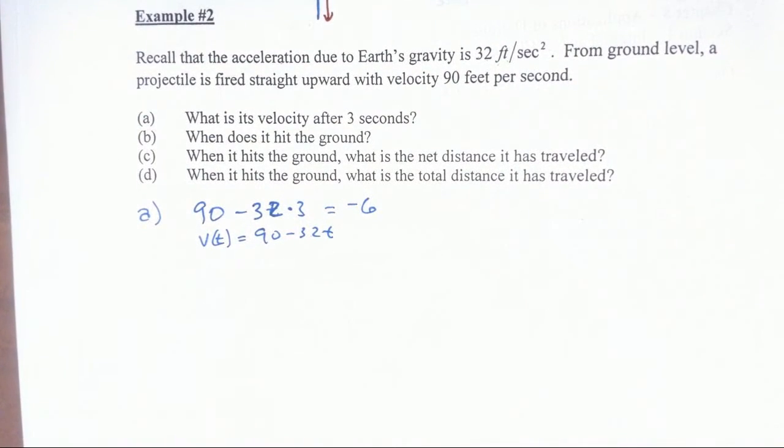Well, when did it hit the ground? I had somebody suggest, well, that's when the velocity is 0. Well, the velocity is 0, but that is sudden impact. If it was allowed to continue down, the velocity would get more and more negative. It hits the ground when the position is 0.